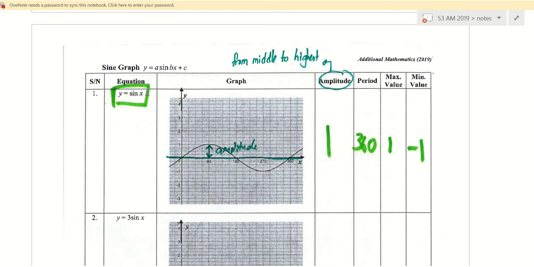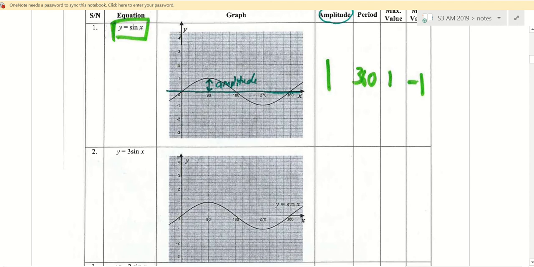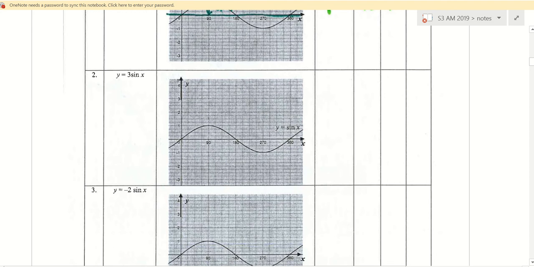Now the next exercise is all about drawing. What I want you to do with me is, can you see the first graph drawn for you? It's actually y equals sine x. But what happens if there's a 3 in front of the sine? Times 3, right? So I will draw the graph and you will draw with me. It will always start with 0.